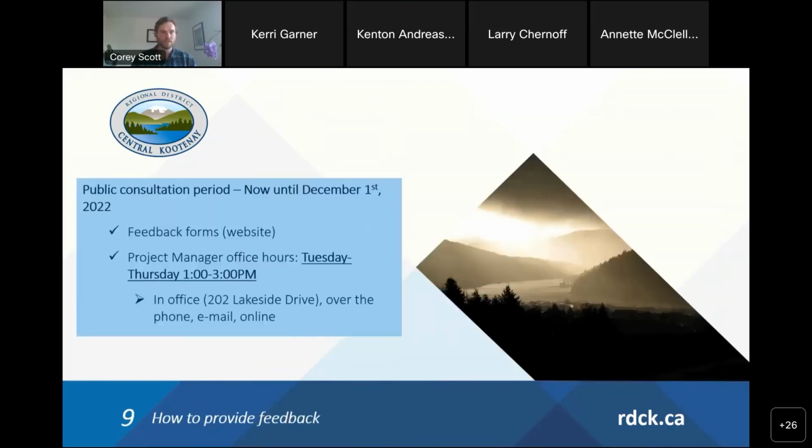So the public consultation period for this next phase of engagement is from now until December 1st. Those feedback forms are the main way to provide that detailed feedback to us. And to make this as accessible as we can for the project, I will also be available from Tuesdays to Thursdays from 1 to 3 p.m. in our Lakeside Drive office in Nelson until December 1st.